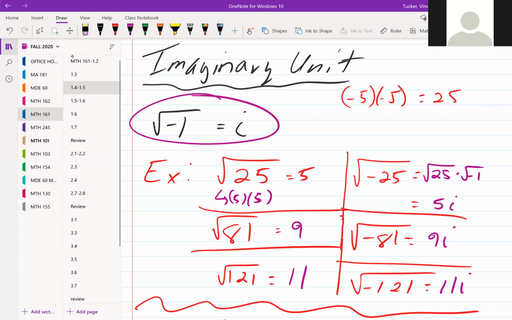So are negative numbers automatically going to have an i after it for the answer? Yes, the square root of a negative number will always have an i after it.